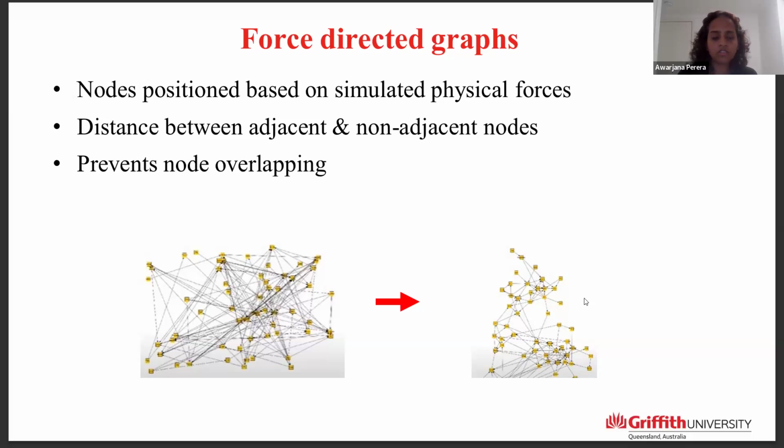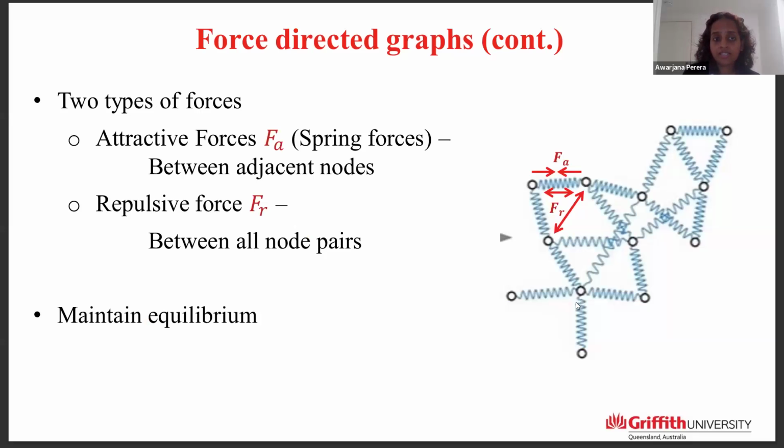So if we look at the first diagram, we can see that it's very complicated. The nodes and the links are overlapping, and it's very difficult to understand the graph here. For the same data, if we look at the second diagram, we can see the nodes are separated from each other, and it's not as complicated as the first one. Likewise, force-directed graphs prevent the nodes from overlapping and hence provide a clearer understanding of the nodes and the data they're representing. Like I said, force-directed graphs are built on simulated forces.